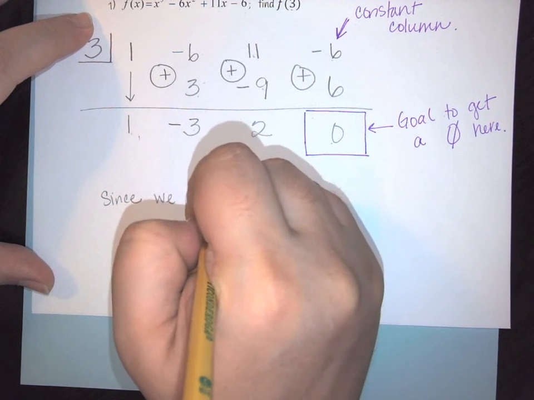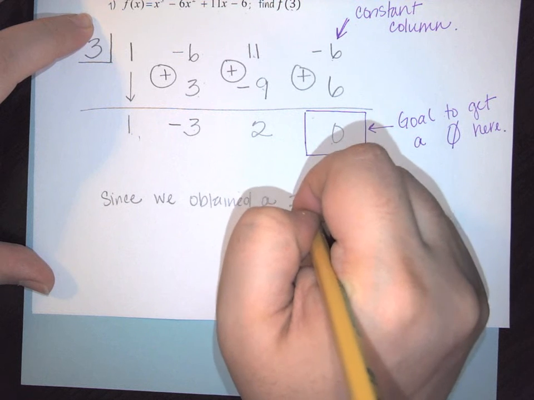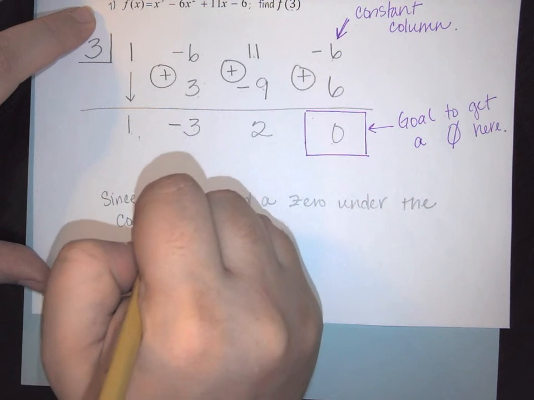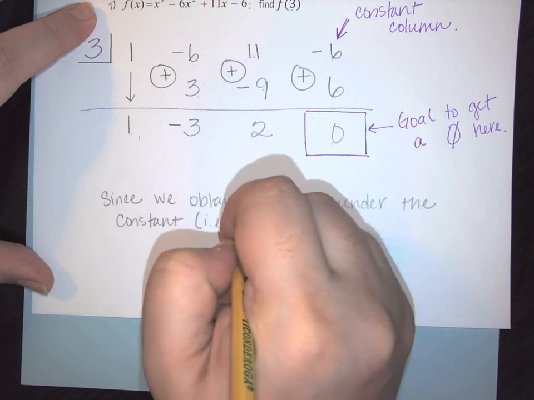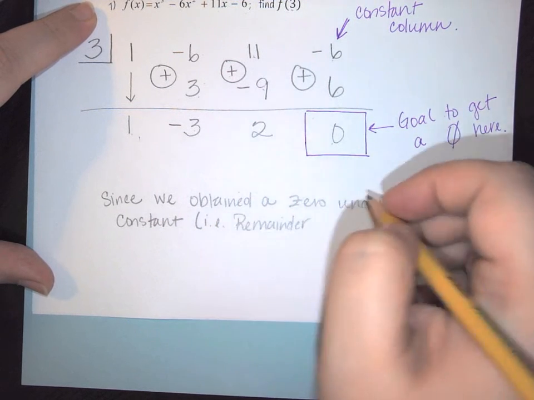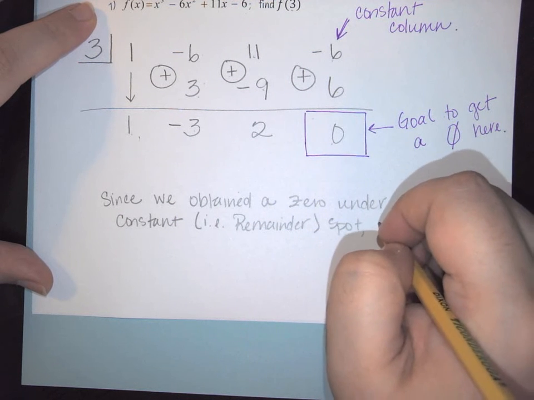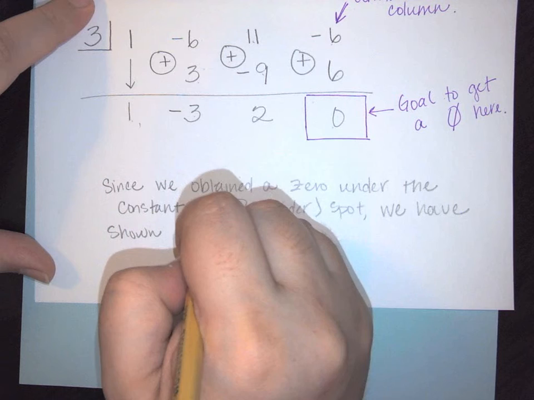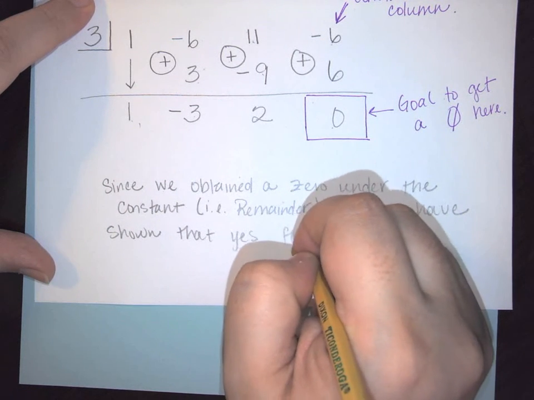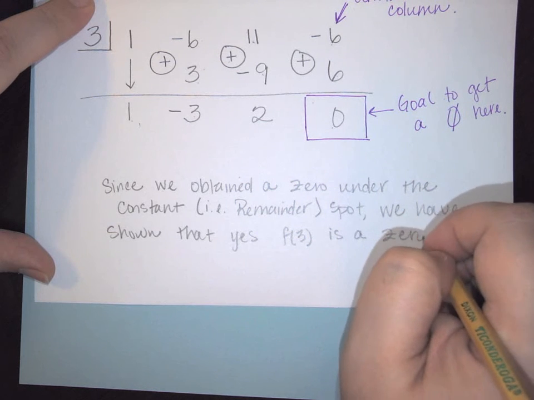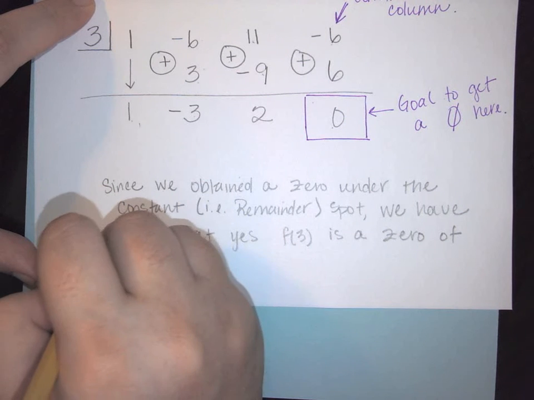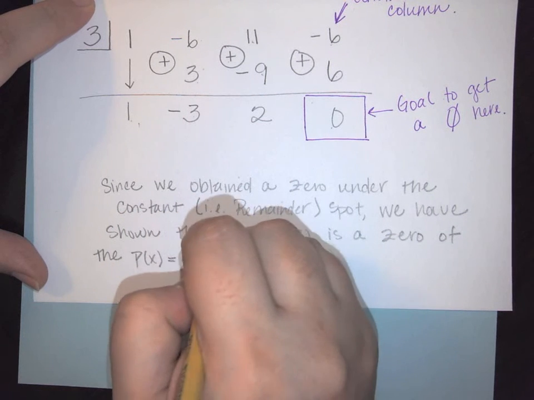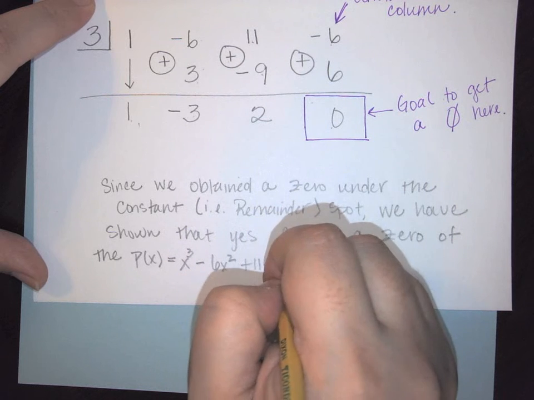Since we obtained a 0 under the constant, i.e. remainder spot, we have shown that yes, f of 3 is a 0 of the polynomial x cubed minus 6x squared plus 11x minus 6.